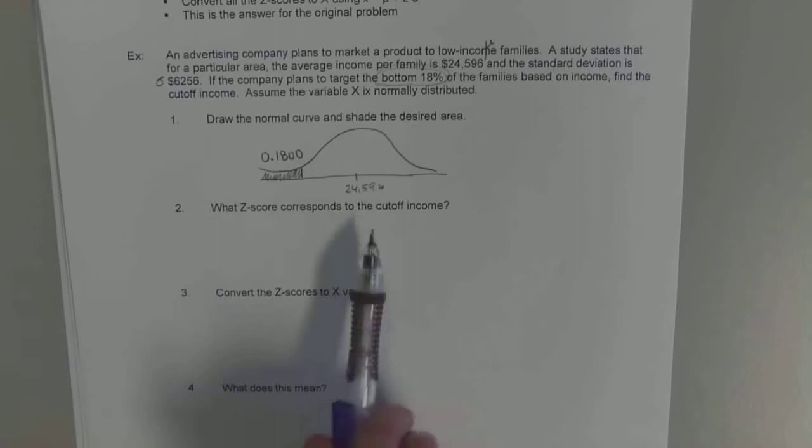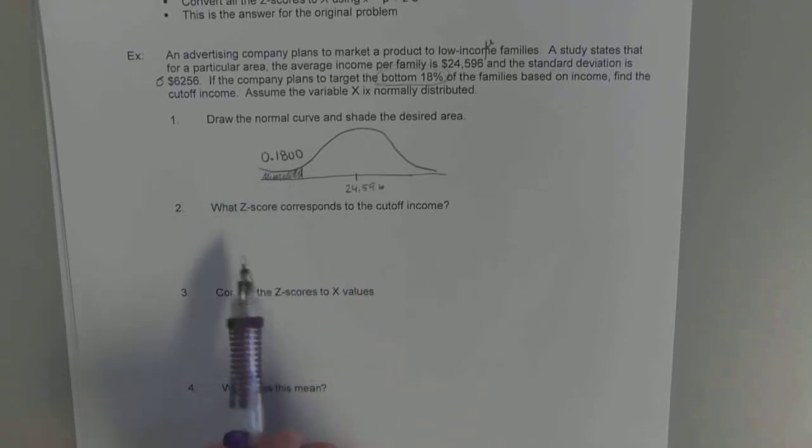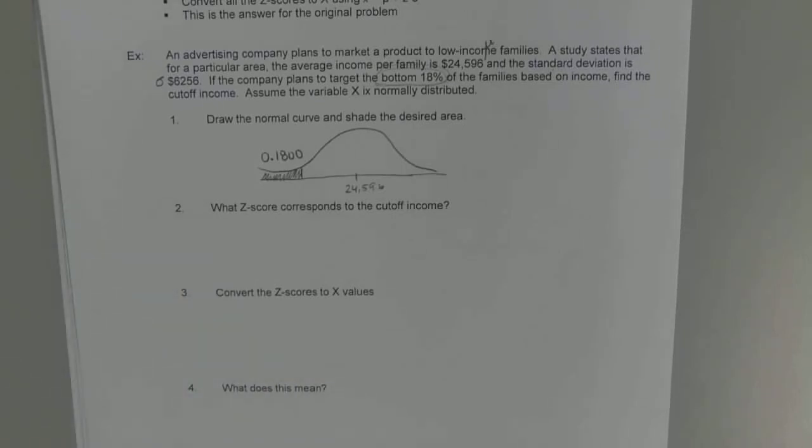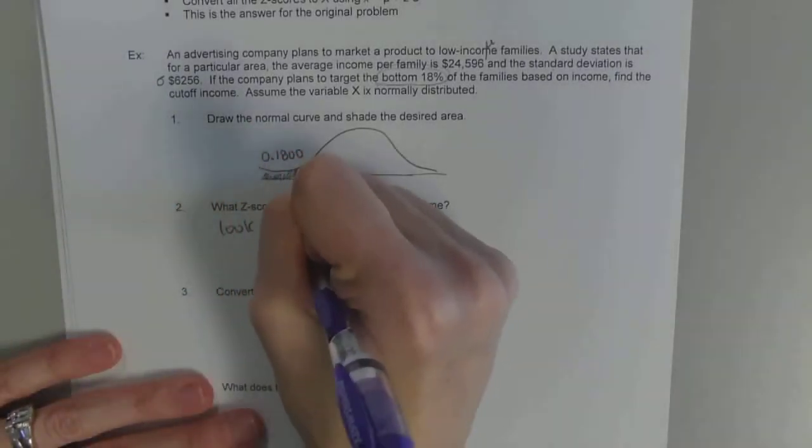So the question is, what z-score corresponds to the cutoff income? Well, they've given us a percent, so that's when we're going to look in our chart to see how close to 0.1800 inside here we can get. What z-score is that going to be? So look for the area closest to it.